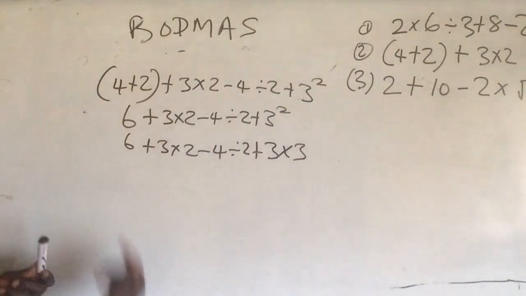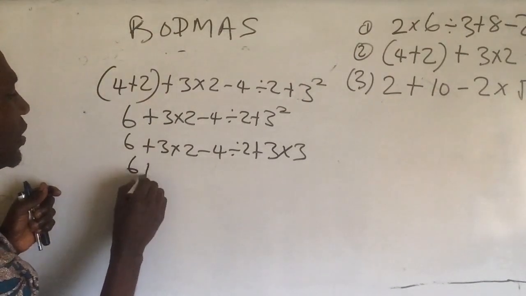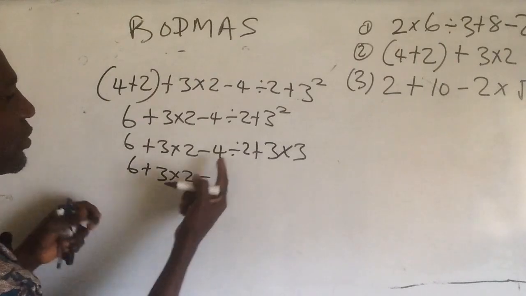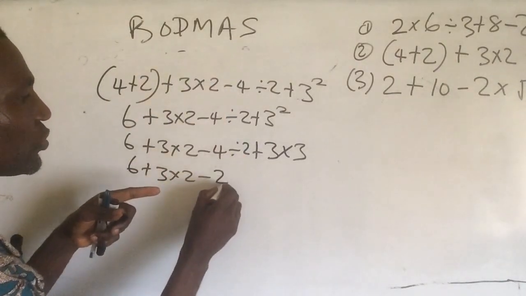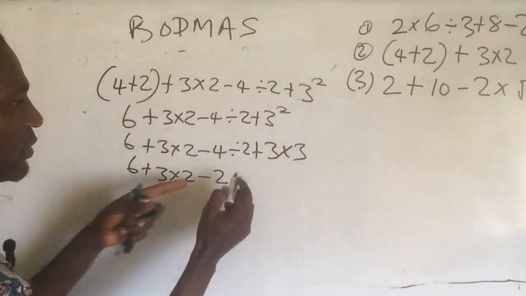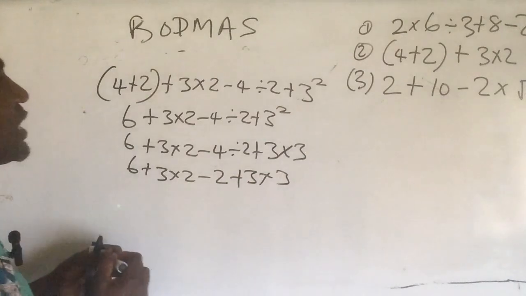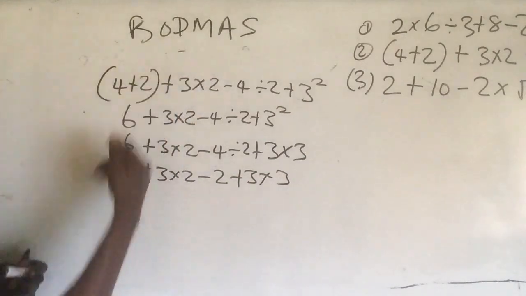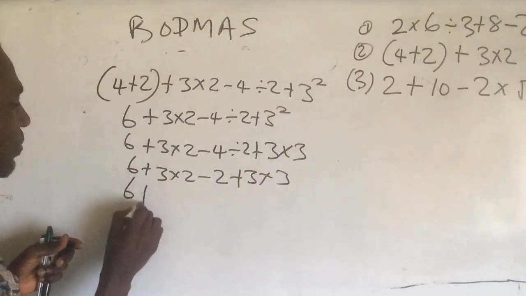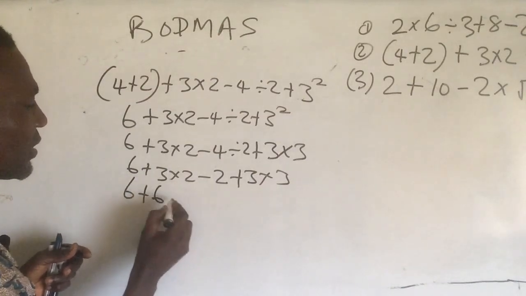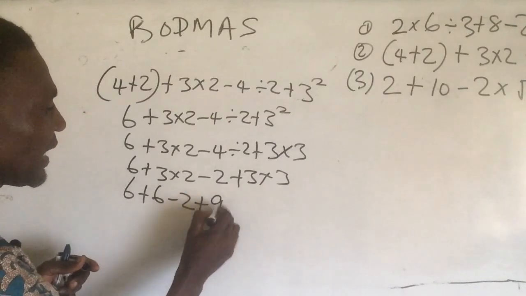So the next one is division. Is there any division here? Yes, there is division here, right? I will now do it. 6 plus 3 times 2 minus, you now do the division next. 4 divided by 2 gives you 2. Division has gone now. The answer is 2 plus 3 times 3. The next one here is multiplication. Is there multiplication? Yes, there's multiplication here. Now we start: 6 plus 3 times 2 is 6, minus 2, and 3 times 3 is plus 9.